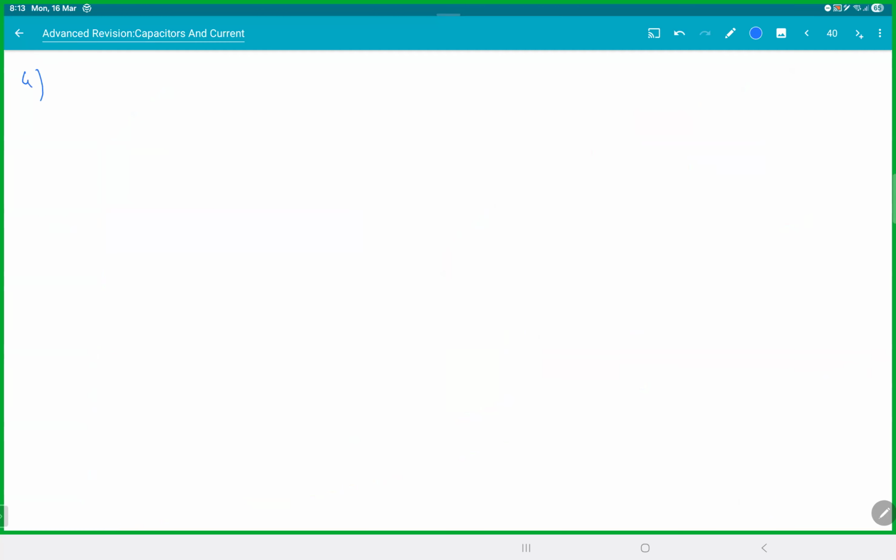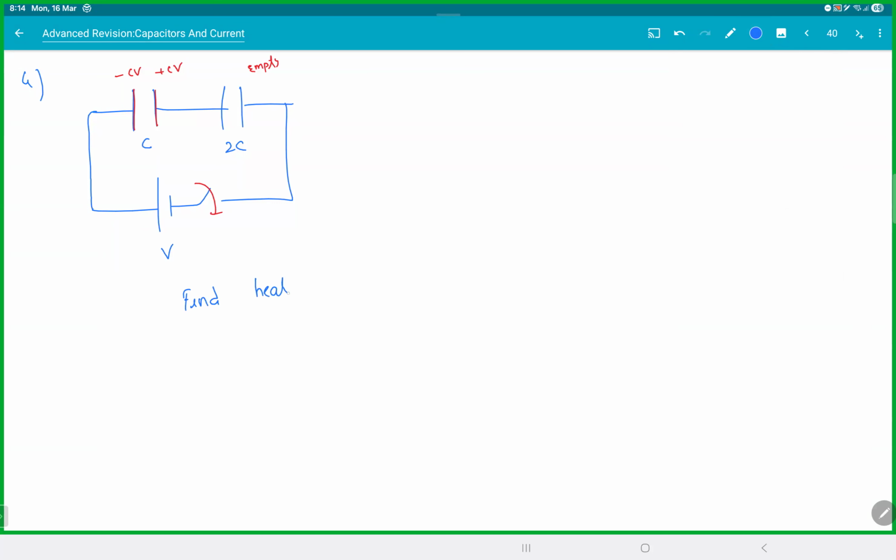Then we had a few more things. These are capacitor-based questions. So we have a battery B here. This is C. This is 2C. This guy was minus CV. This is plus CV. And let's say this is empty. Find the heat produced when the switch is closed. We will do questions like this in the next class also.